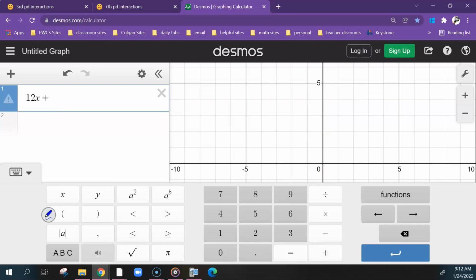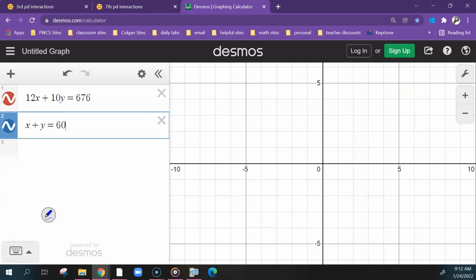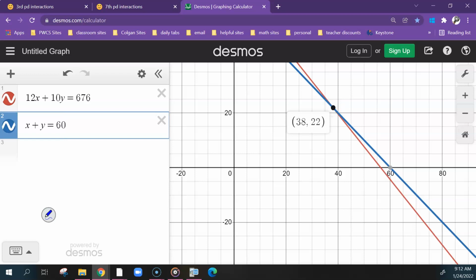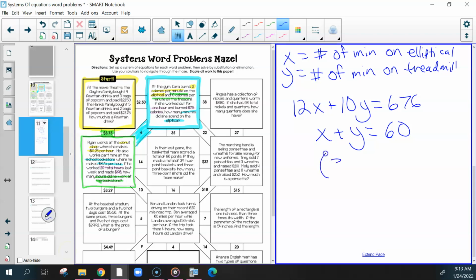12x plus 10y. Is that right? Or did I switch those? No, they're fine. Equals 676 and x plus y equals 60. I see 38 and 22, so that's what I would write down, 38 and 22 as an ordered pair. So that means on the elliptical, we spent 38 minutes.